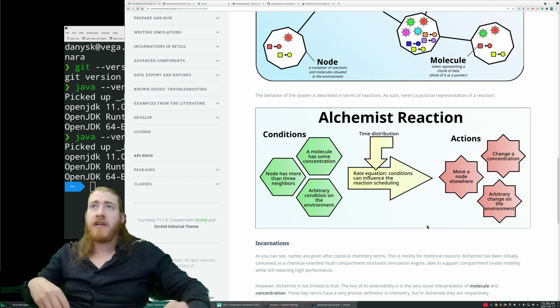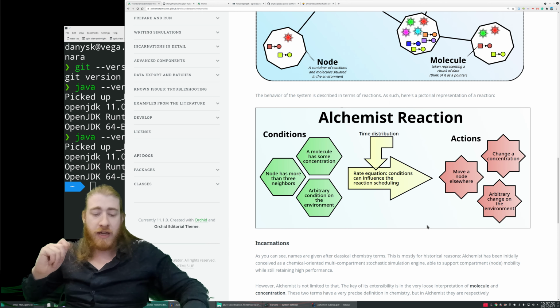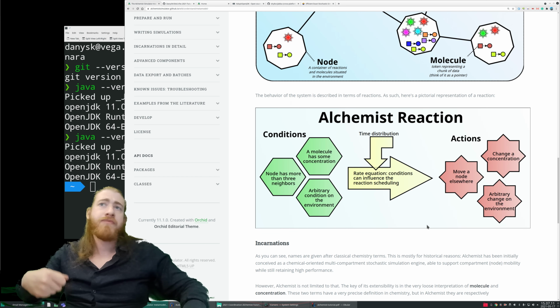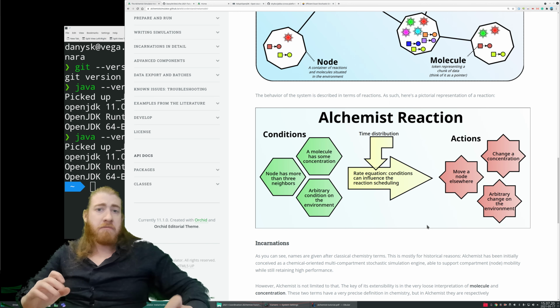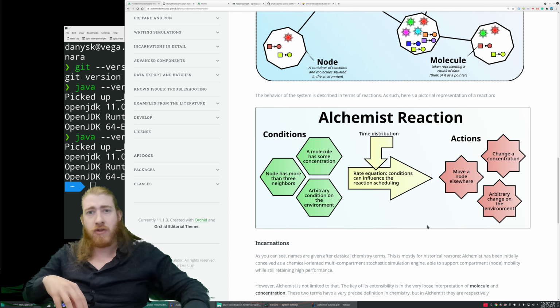Conditions can be whatever. You can ask if the node in which I'm hosted currently has some particular concentration associated to a molecule. You can say, okay, this reaction is enabled if I have at least 10 neighbors, or any other arbitrary condition on the environment. On the action side, any change in the environment can be expressed, so it could be a change in the concentration, it could be a movement of the node inside the environment, so a change in its position, it could be any other arbitrary modification of the environment.